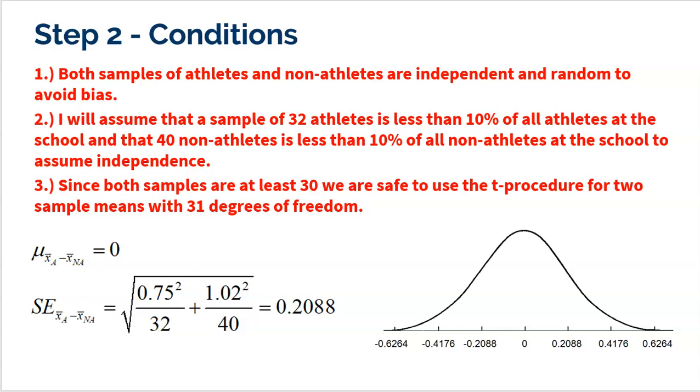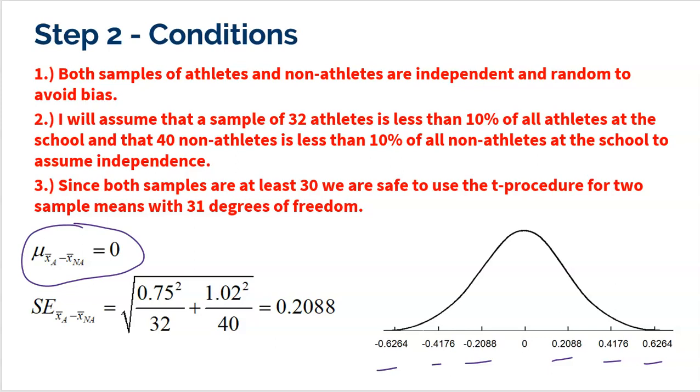For my T model here, when I build that sampling distribution, I have to build it on the assumption that the null is true. That means that the mean of all possible differences should be 0. And the standard error is going to be 0.75 squared divided by the 32 athletes plus 1.02 squared divided by the 40 non-athletes, giant square root around all that, and we get 0.2088. So I went up 1, 2, 3 standard errors, down 1, 2, 3 standard errors.